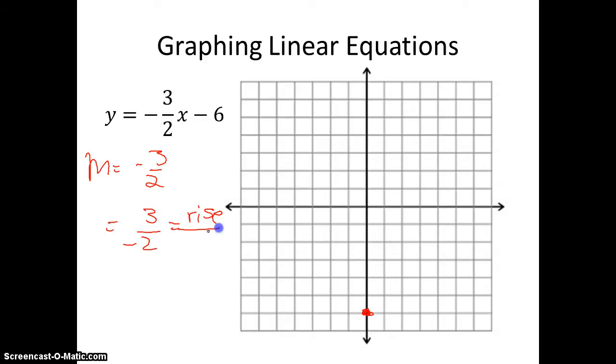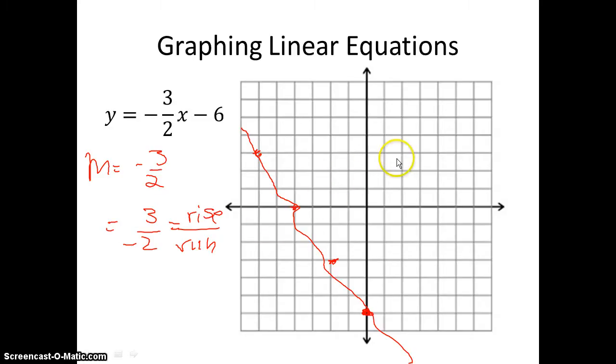rise over run. So my rise is now 3, 1, 2, 3, but my run is in the -2 direction. Rise 3, -2 direction. And then we could now see our line. And again, that should be straight. This tablet I'm using is a little tricky.